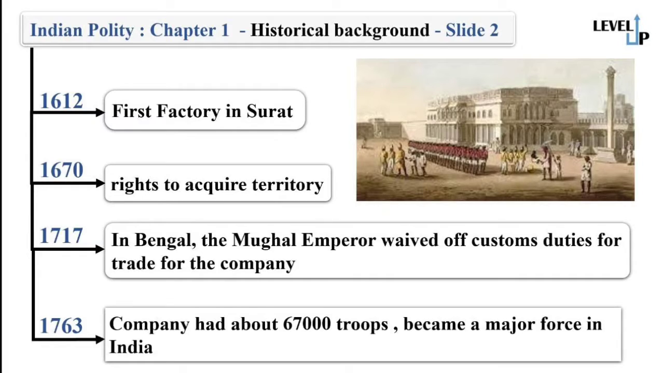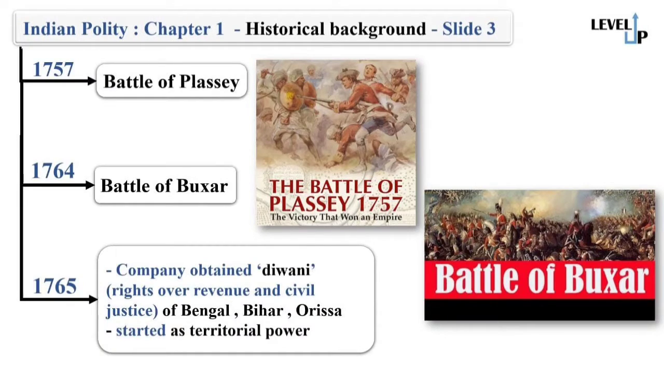In Bengal, the Mughal emperor completely waived off custom duties for trade for the company in 1717. The company was also employing Indians in its army, and by 1763 it had about 67,000 troops. They became a major force in India and were used extensively by the company for political purposes. In the Battle of Plassey in 1757, the Nawab of Bengal was defeated by the British, and a British puppet was placed on the throne.